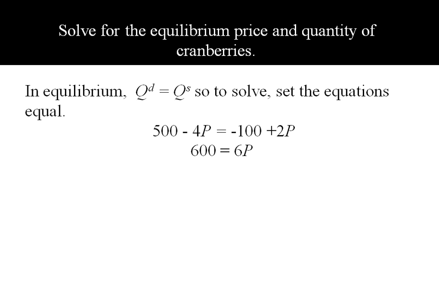I can add the 100 to both sides to get 600 on the left, and I can add 4p to both sides to get 6p on the right. Dividing both sides by 6, I get an equilibrium price of 100.